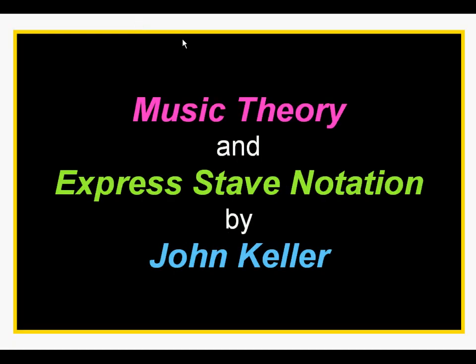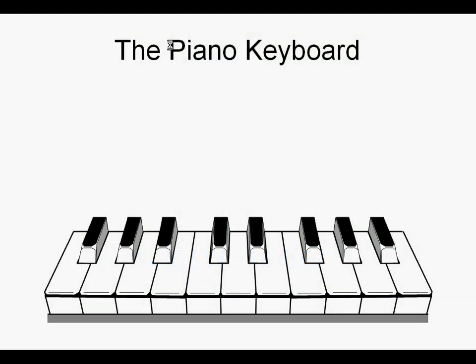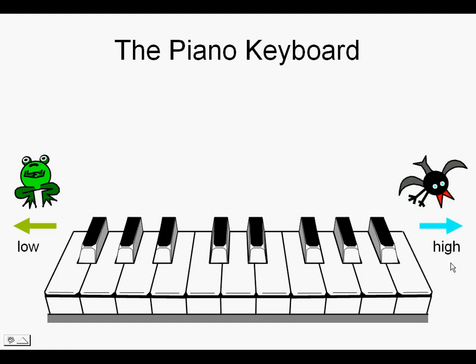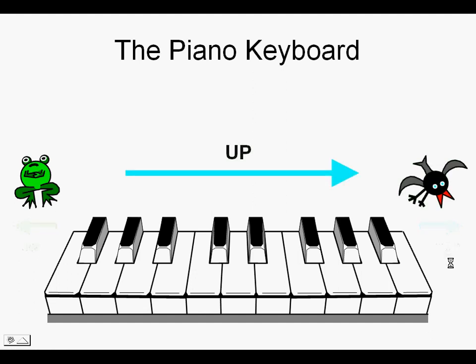Music theory and Express Stave notation. On the piano keyboard, the notes on this left side sound like frogs, and they're called the low notes. The notes on this right side sound like birds, and they're called the high notes. So if we go this way on the keys, we call it going up, and this way, going down.